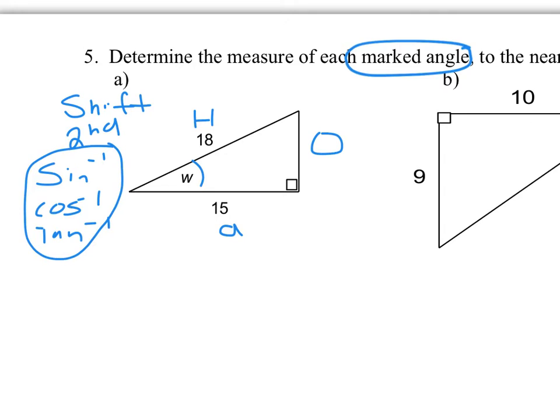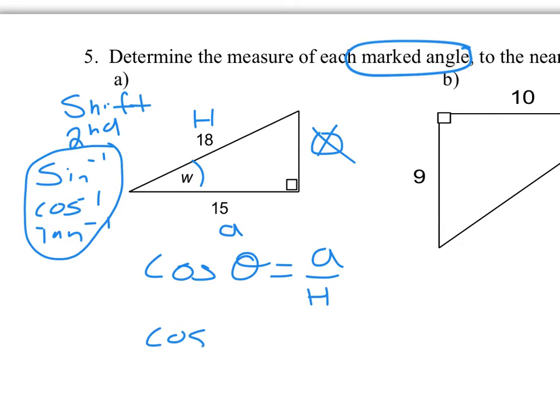Same process as before. Let's get rid of a letter that offers us no information that we don't need to know. H gives me 18. A gives me 15. O gives me nothing. Goodbye, O. Don't need you. A and H. Now look at your formulas and which one has A and H in it. Cos. So cos theta is adjacent over hypotenuse.